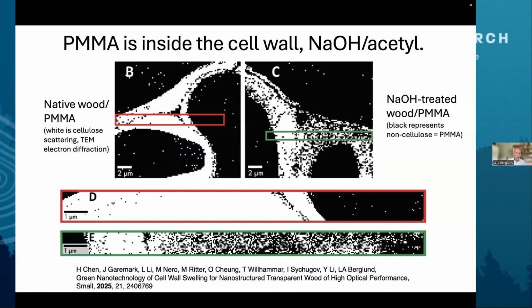And we were aided by Tom Willhammar and his colleagues at Stockholm University, who did electron diffraction. On the left-hand side, this is native wood PMMA. We have absolutely no polymer inside the cell wall, so it's all white from cellulose scattering electron diffraction. On the right-hand side, we have sodium hydroxide treated wood PMMA. You have lots of dark areas because PMMA is inside. It's amorphous and it doesn't scatter electrons. So that's another proof that we're successful in this respect.